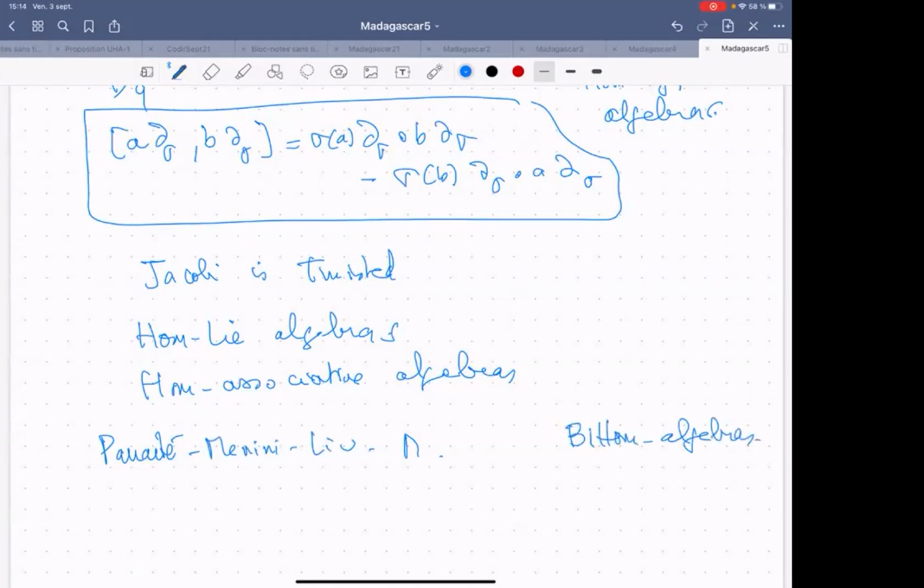And of course, it becomes a little bit more tricky. You have two linear maps, and all the usual identities are twisted. And the challenge was to extend all these classical results to this wider category. We succeeded with respect to some results, but there are still lots of questions.